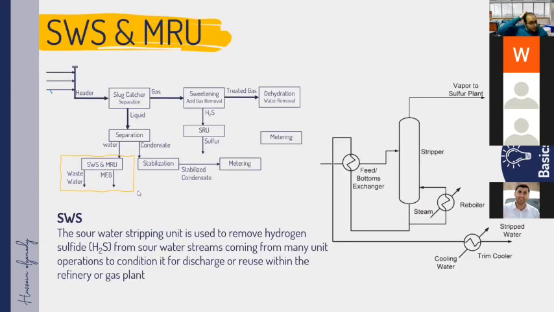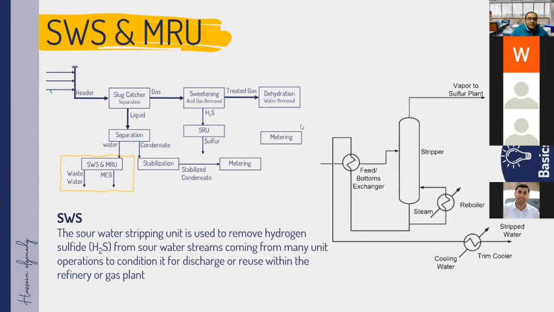The next operation in our plant will be the SWS, sour water stripping. Sour water stripping is more or less like the stabilization, but here we are removing H2S and lighter components from the sour water, and then we can reuse it or send it to disposal. Okay, SWS is very similar to the stabilization process.